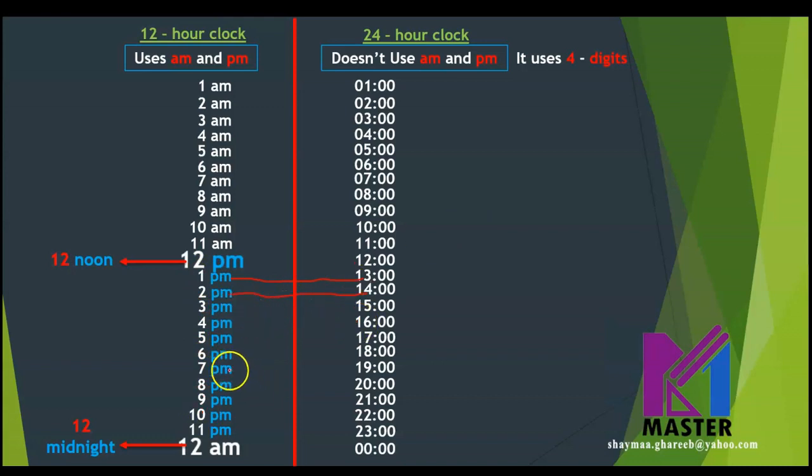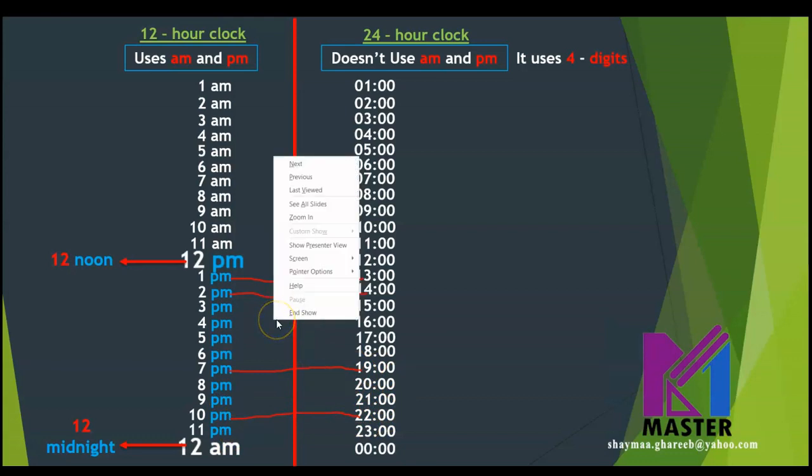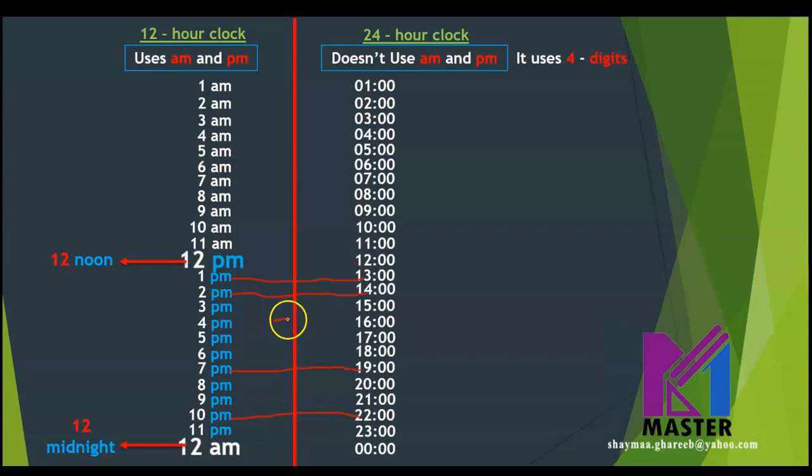For example, look at the 7 p.m. It is 19 o'clock. And the 10 is 22. Can you find a relation between these two numbers? The 1 became 13, the 2 became 14, the 7 became 19, the 10 became 22. What's going on here? I always add 12 hours to the PM.